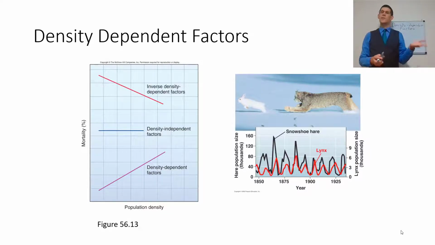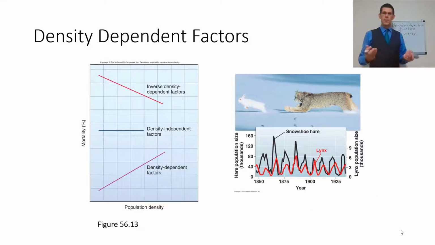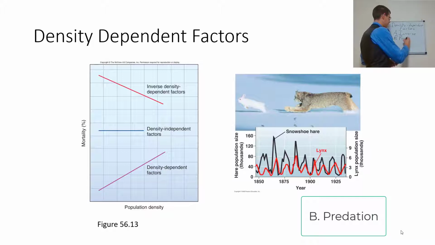Well, it turns out that mortality may actually go down if there are more deer in the population, and that's what's called an inverse effect. It may go down because a herd of deer has a higher chance of survival than a single deer. And this may decrease the mortality. So sometimes you have what's called an inverse density-dependent factor, where mortality decreases as population size increases. However, a lot of the examples we'll look at are going to be density-dependent factors with increased mortality, such as predation.